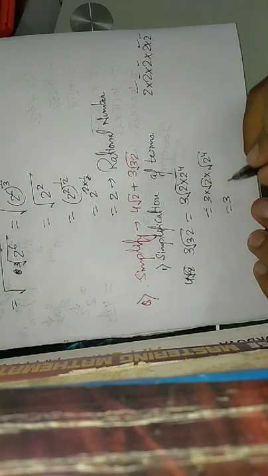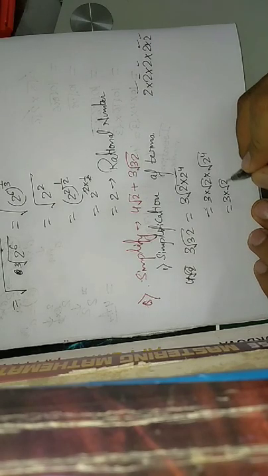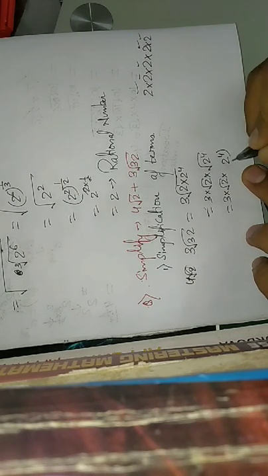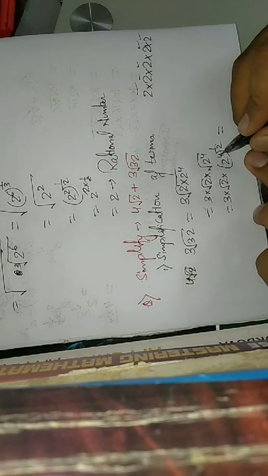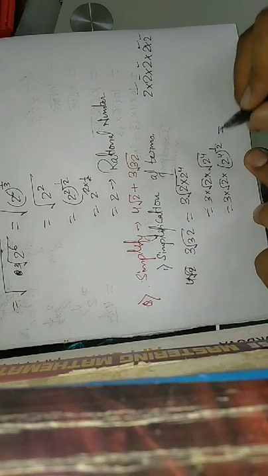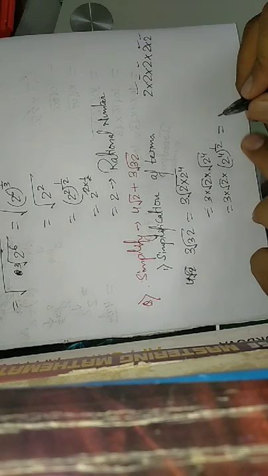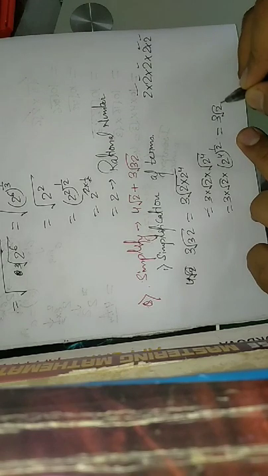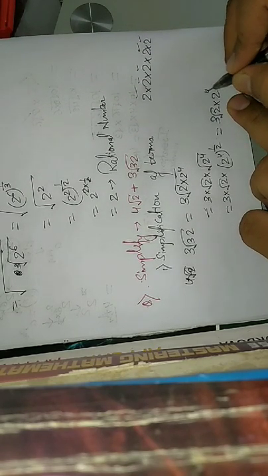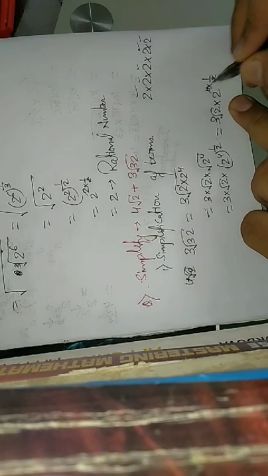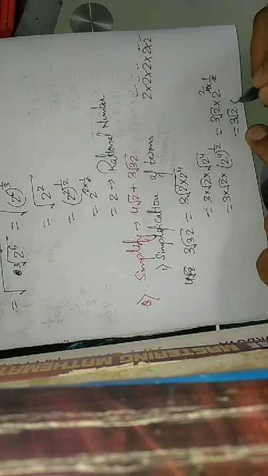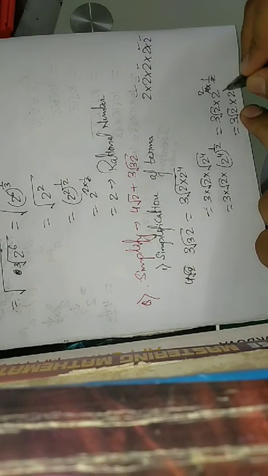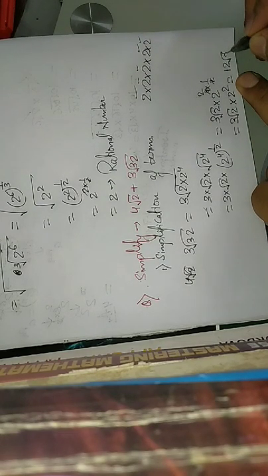This is 3 into root 2 as it is. 2 power 4 can be written as 2 power 4 power 1 by 2. So what happens next? A into B, right? Power is same, base is same. So this is 3 root 2 multiplied by 2 power 4 into 1 by 2. I hope you are getting it. 2 power 2. So this is 3 root 2 into 2 square. 2 square is 4. 4 into 3 is 12. So the value is 12 root 2.